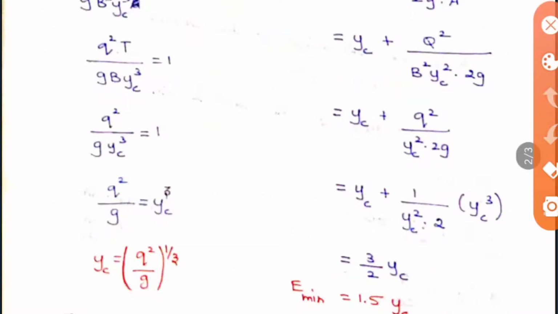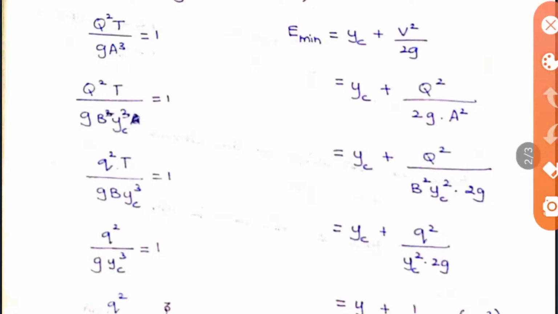And then q square by g is equal to yc cube. So yc is equal to q square by g, the whole power 1 by 3. So this is a very important relationship. Many questions will be asked from this relationship. So here yc, the critical depth, is equal to q square by g the whole power 1 by 3. Now we are going to substitute this critical depth in the energy formula and find the relation there.